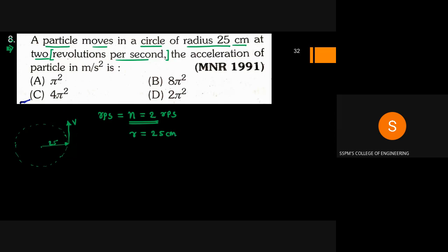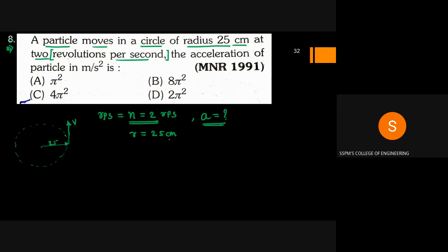And what is the question? Acceleration. So we have to find out the acceleration of the particle. Okay. So we have the formula for acceleration, which is a is equal to r into omega square. Okay. And omega is 2 pi upon t, or this is equal to 2 pi into n. Okay. So you can put this value of omega in this equation, which is 2 pi n.